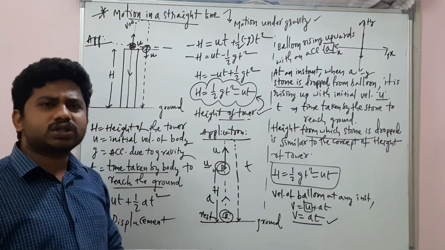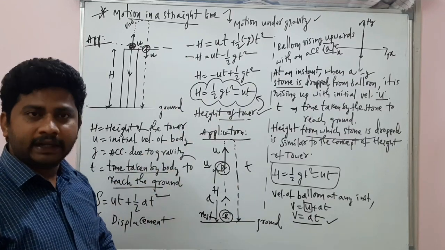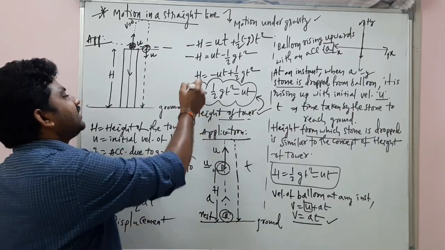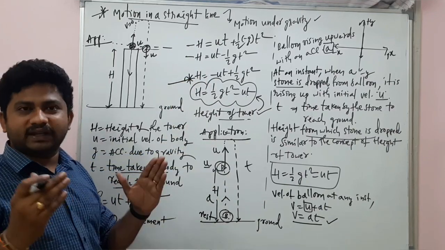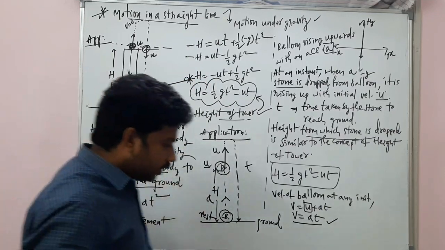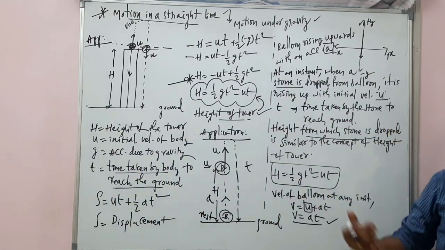Let's solve two questions based on these topics. So what is the important thing? The height of the tower concept is very important: half g t square minus u t. So let's solve our two questions related to this model.